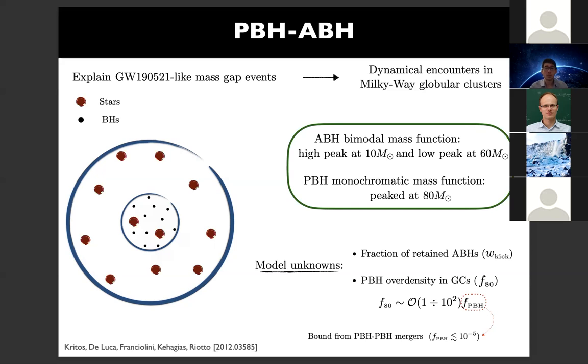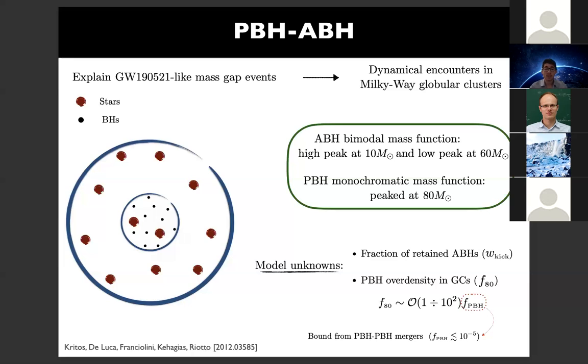In order to simplify the description of this kind of scenario, we have chosen to assume a bimodal mass function for the astrophysical black holes, with a dominant peak around 10 solar masses and a lower peak around 60 solar masses, compatible with the secondary component of GW190521. While for the primordial black holes, we have assumed a monochromatic distribution around 80 solar masses.